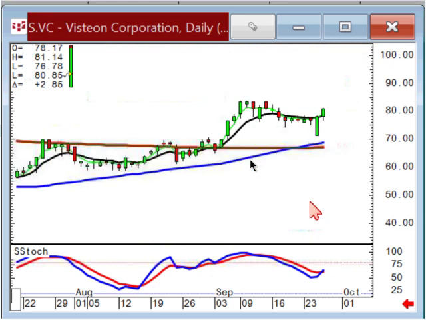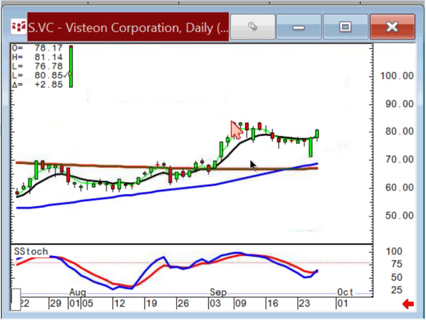Look at VC. You can see the pattern setup, and look at our belt hold. Oh, I can't even remember which one's. Darn. Always remember to write down.